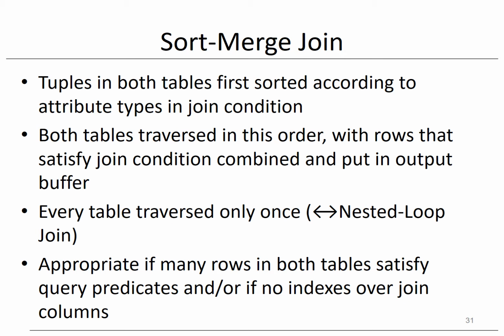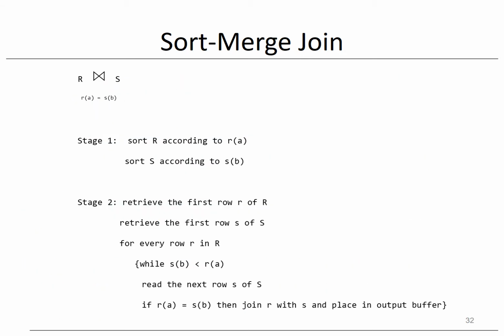This approach is appropriate if many rows in both tables satisfy the query predicates and/or if there exist no indexes over the joined columns. The sorting algorithm that is applied in stage 1 may be quite time-consuming. Hence, a sort merge join will be more efficient if the tuples in R and/or S are already physically ordered in the stored tables according to the attribute types used in the join condition. You can see the algorithm outlined here.